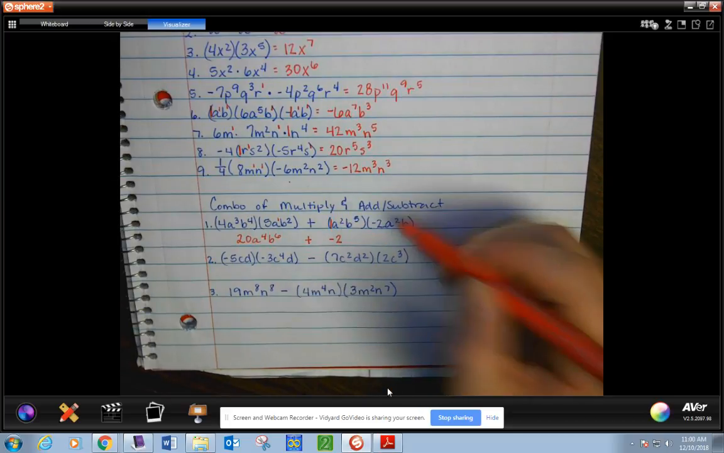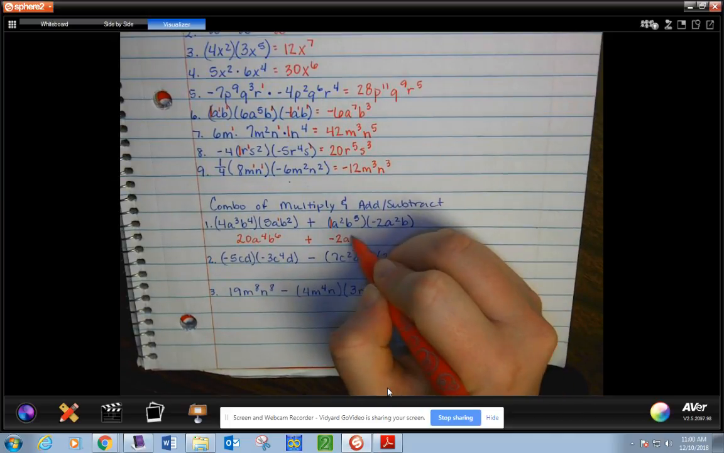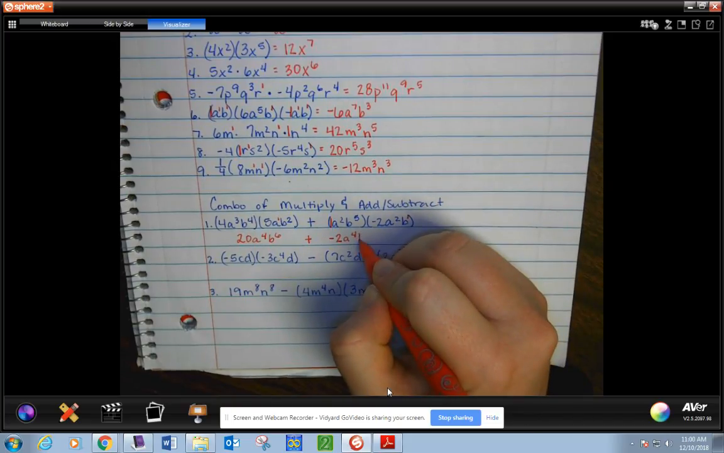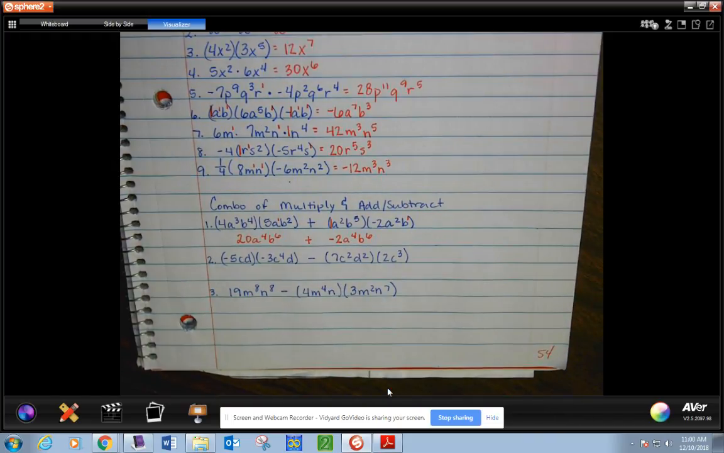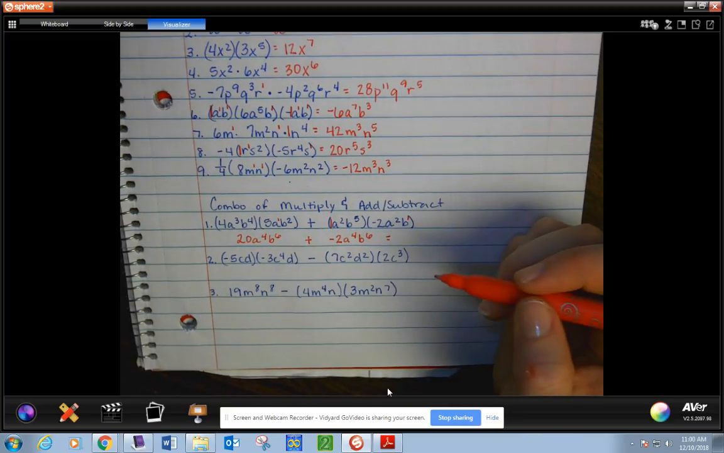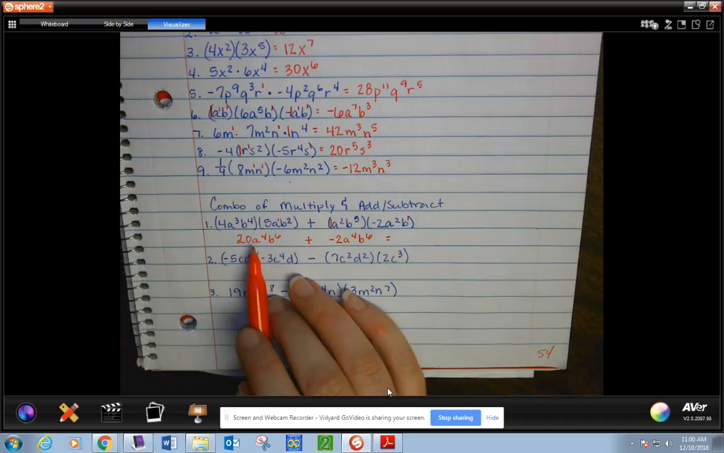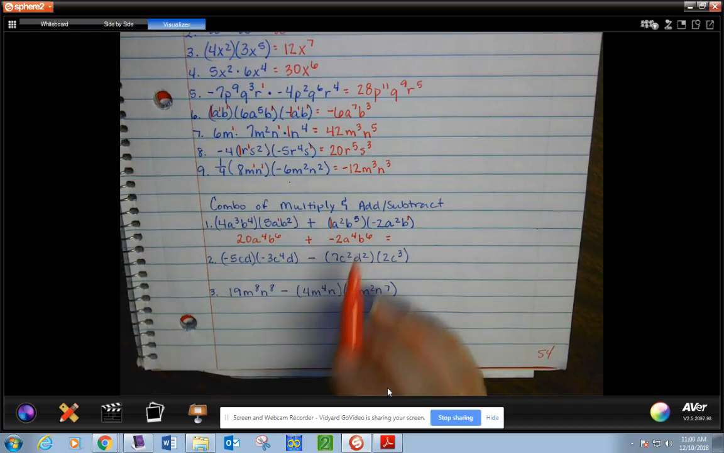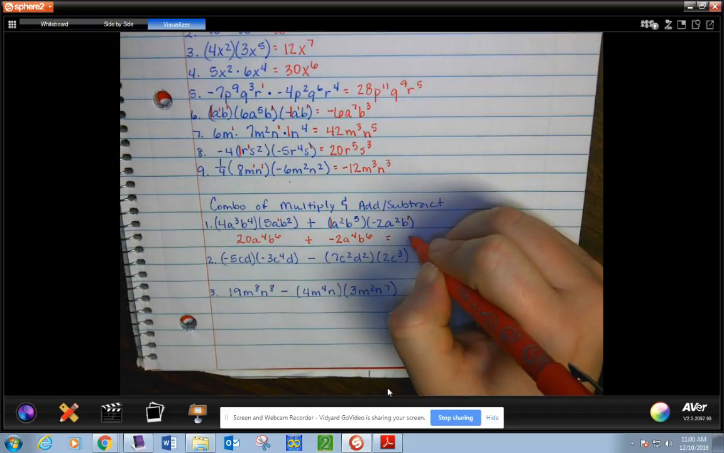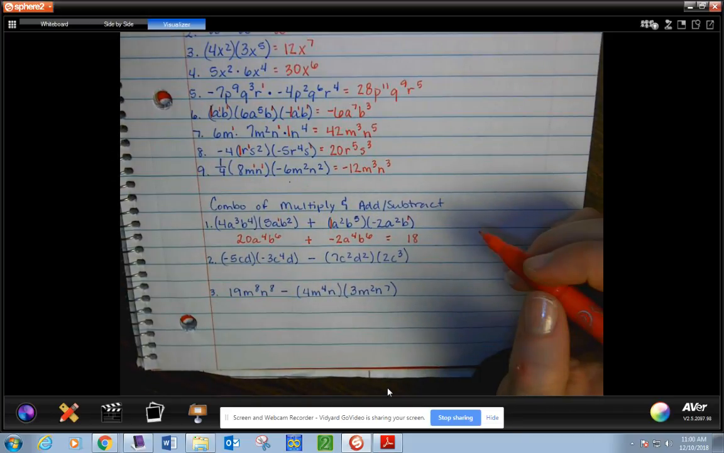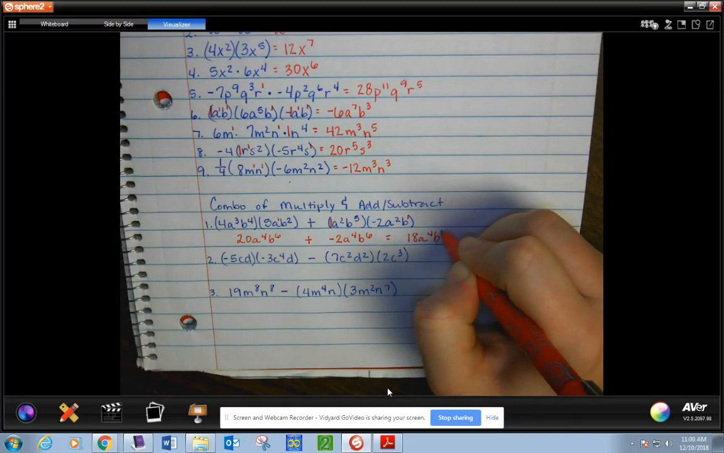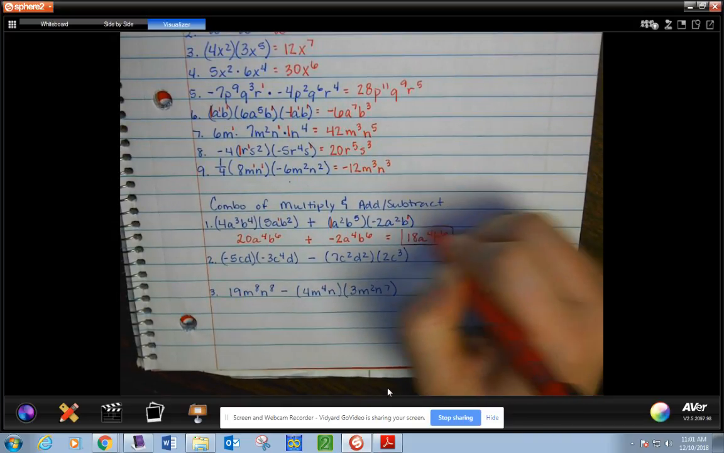A squared and A squared, 2 plus 2 makes A4. B5 and B1, 5 plus 1 makes B6. Now, the only way that these can add is if you have the exact same letters. So I have A4B6, A4B6. So now I'm going to add my coefficients. So 20 and negative 2 make 18. And when you are adding or subtracting, you never, ever, ever change your variables or your exponents. So your final answer is 18a to the fourth b to the sixth.